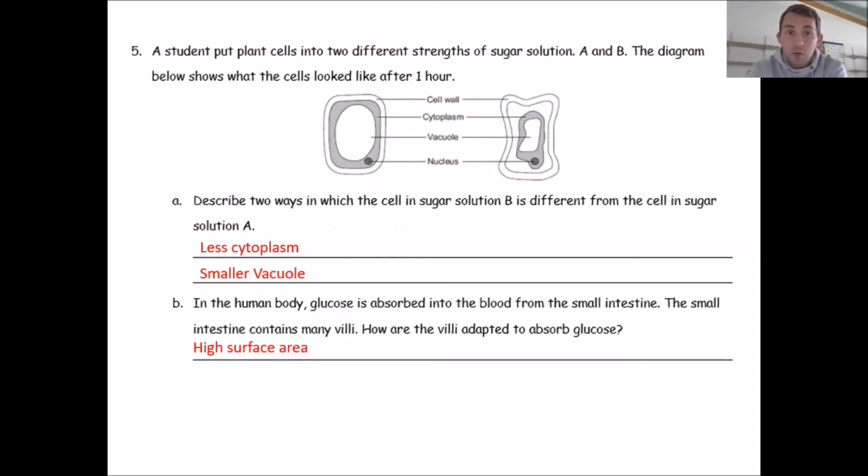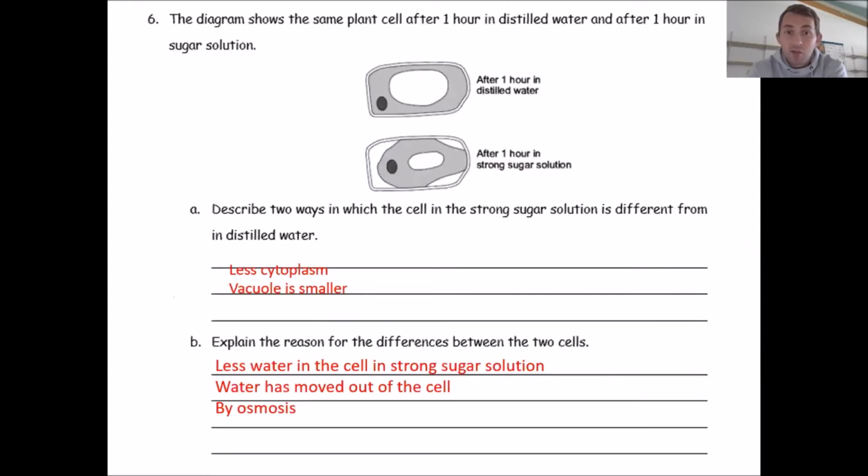You can see in question 5, the cell has changed because there's less cytoplasm and a smaller vacuole. And then you've got the higher surface area from the villi. And the reason there's less cytoplasm and the vacuole is smaller is because in this example, the water has moved out of the cell because there's more water outside, so osmosis happens.